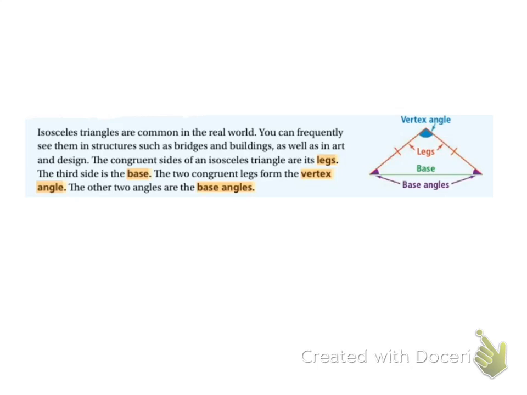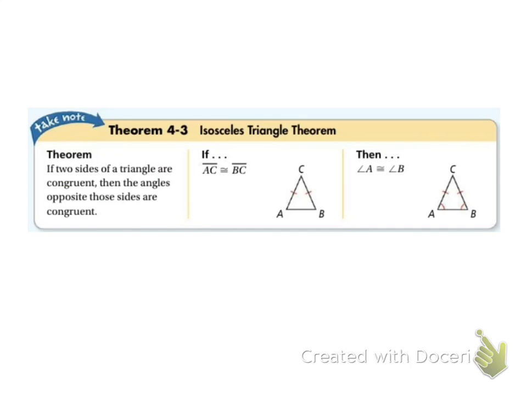And then the two purple angles that are attached to the base, those are our base angles. And the extra angle, the blue angle, is called our vertex angle. Okay, our isosceles triangle theorem says that if the two sides are congruent, then the base angles are congruent. And you can see that in the picture. If the legs are congruent, then the base angles are congruent.